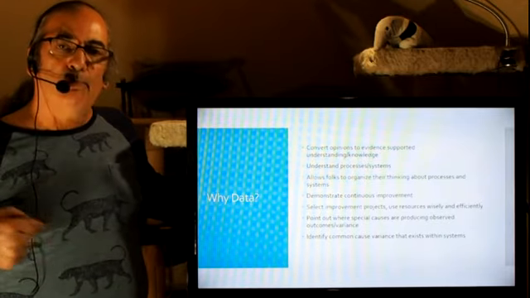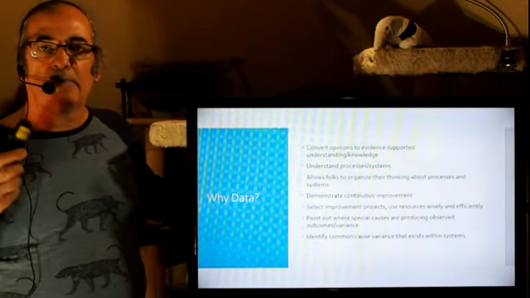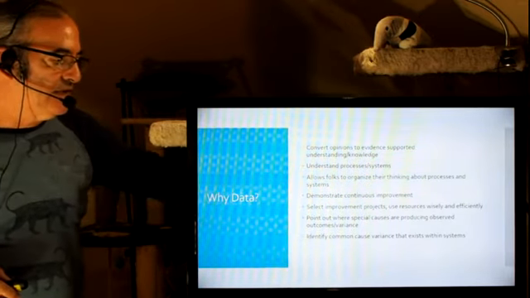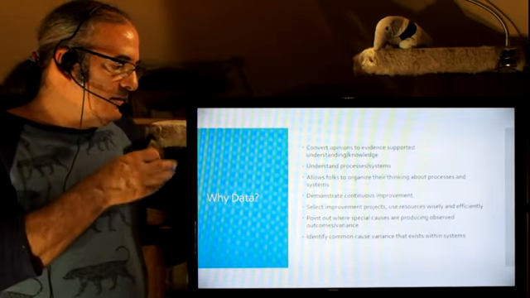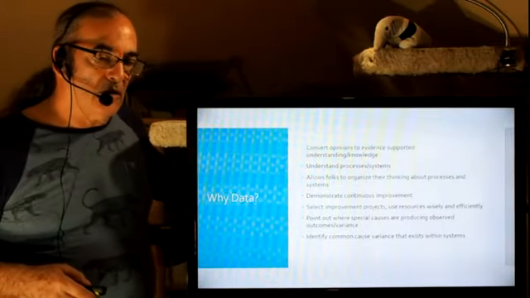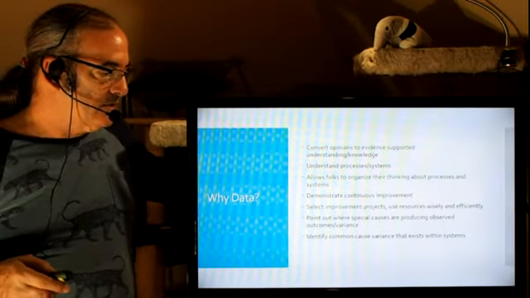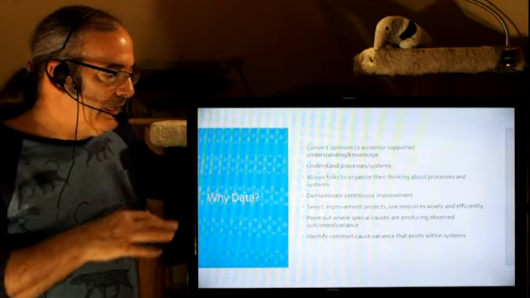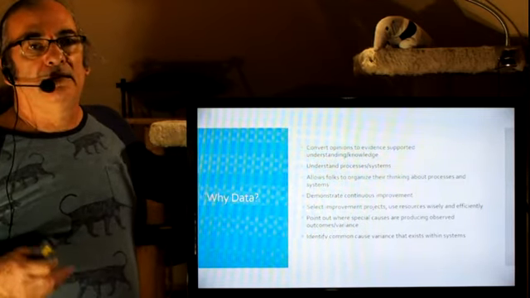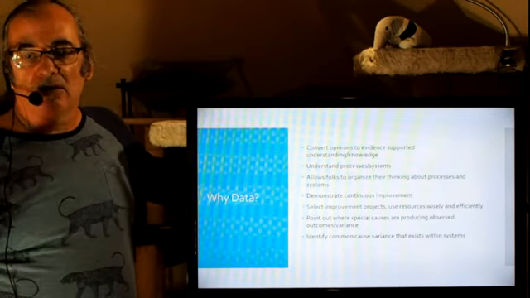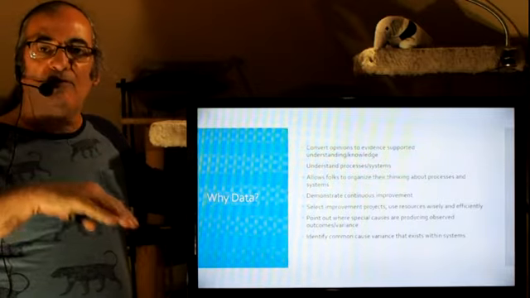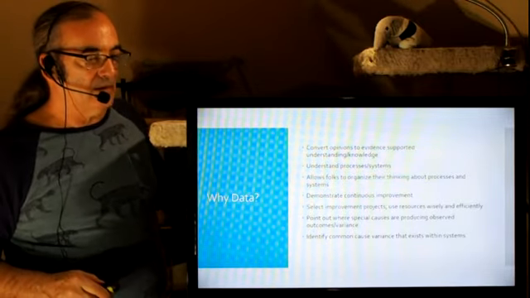So how projects and process improvement endeavors are selected should be on the basis of data, right? Data can point out where special causes are producing observed outcomes and or variance. And we're going to look at tools to do that. Identify common cause variation that exists within the system. And Deming's all keyed into this: did this happen because someone screwed up, or are we just observing normal variance within the system?